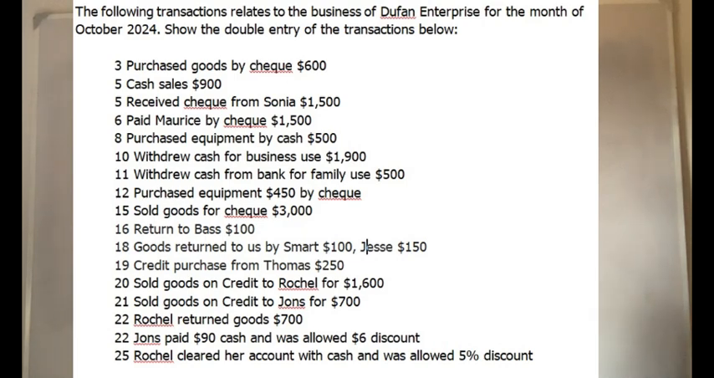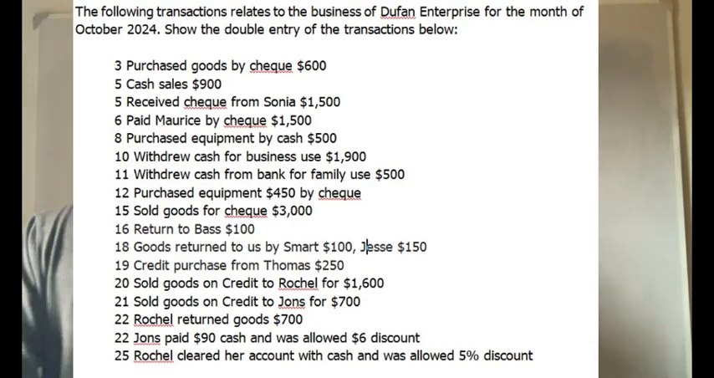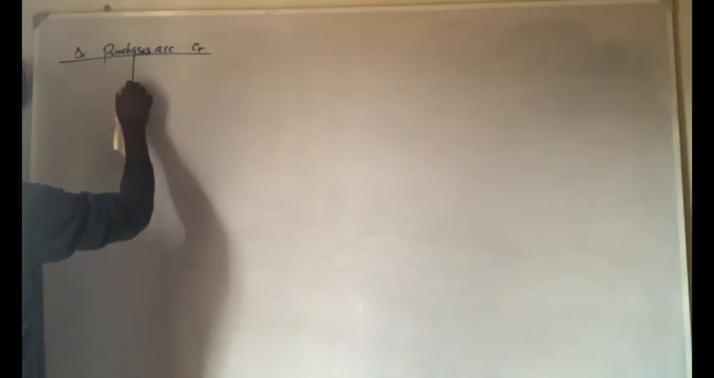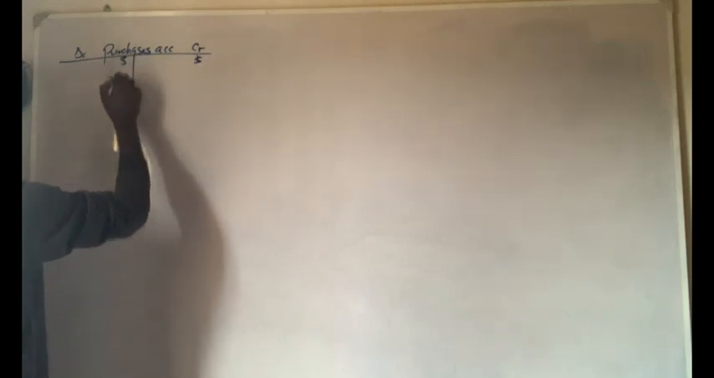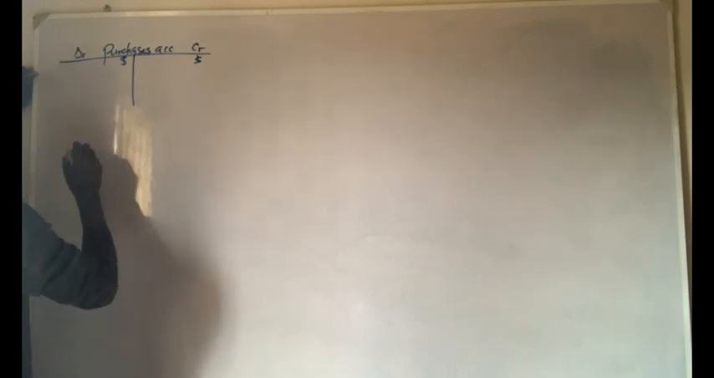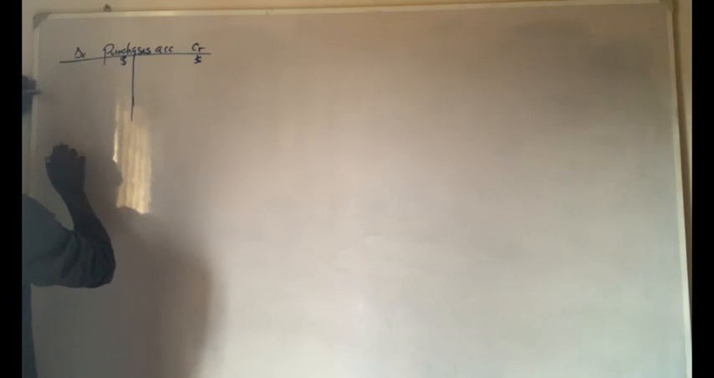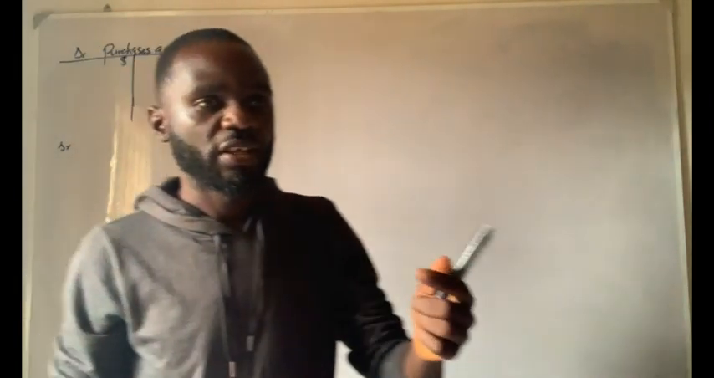3rd, there is purchase of goods by cash. So to show this double entry, we're going to open the purchases account, with debits and credits. The currency sign is dollar, so we're going to use the dollar sign here. And then the next account for the corresponding entry is going to be the bank account, because we said purchase by check.